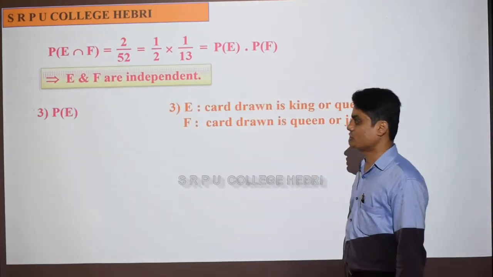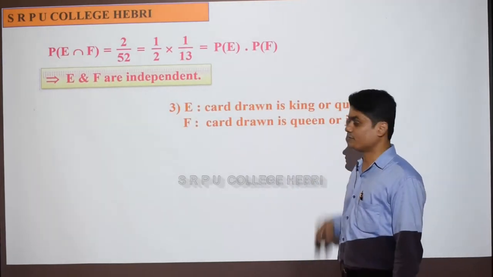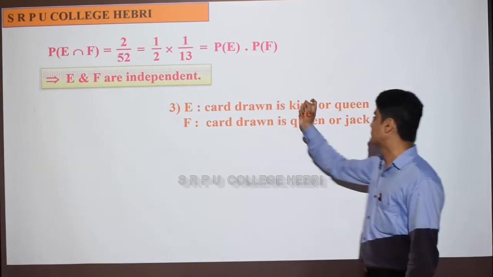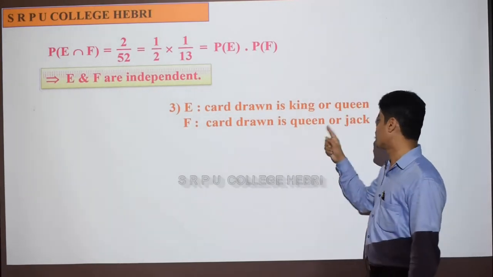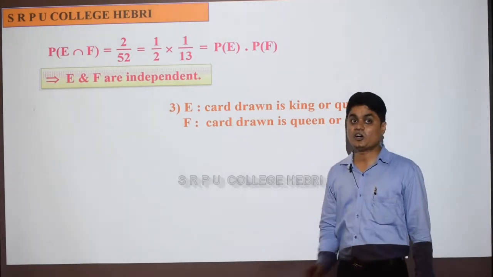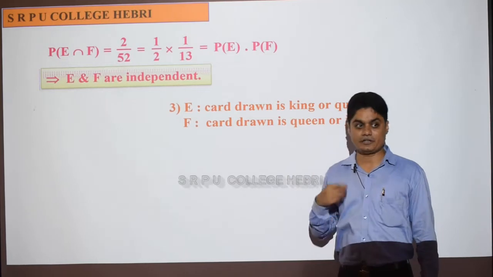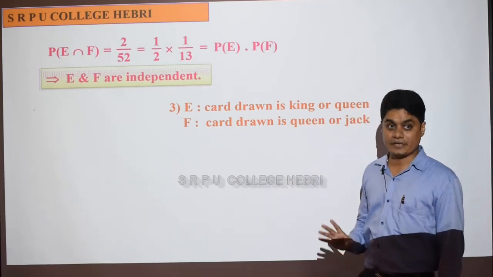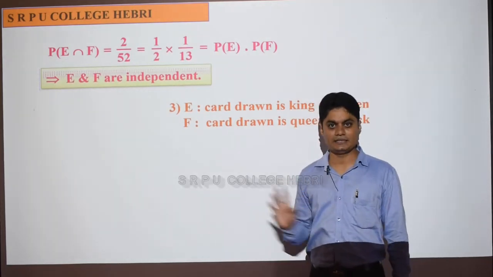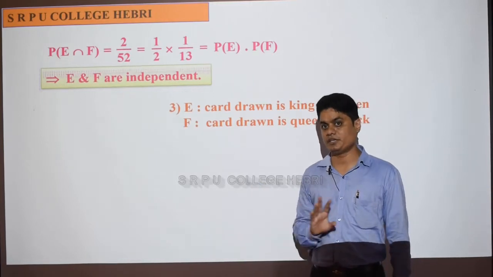Okay. So third problem. As I told, this problem is for homework: card drawn king or queen, card drawn queen or jack. Try to solve this, and check whether these two events are independent or not, as a homework problem. This solution I will not display in a PPT, you have to work it out.